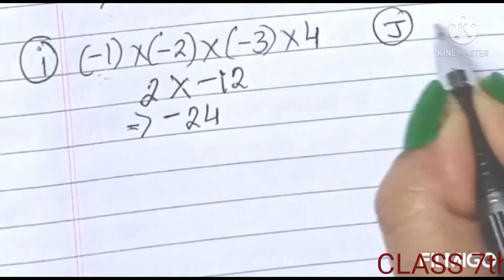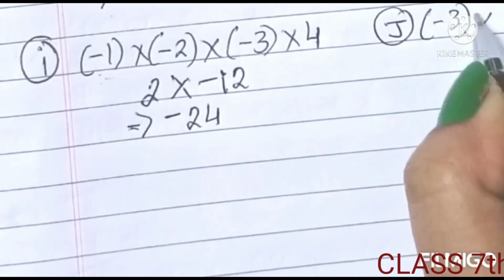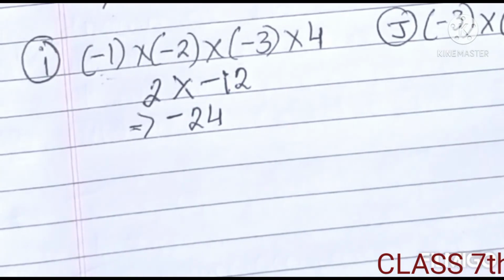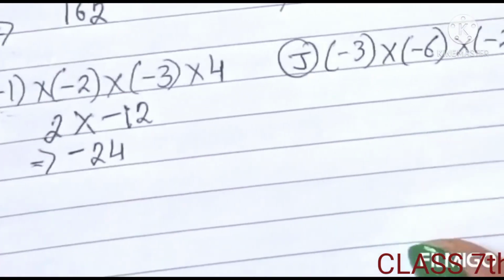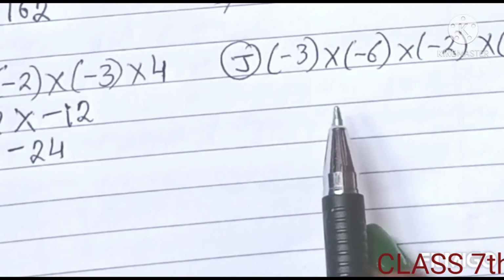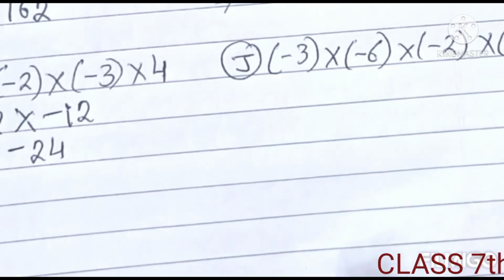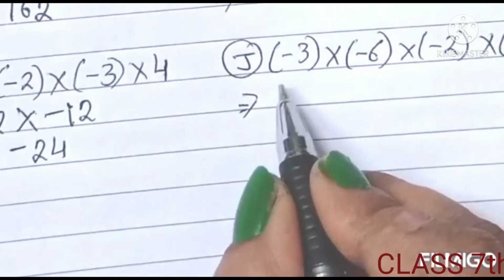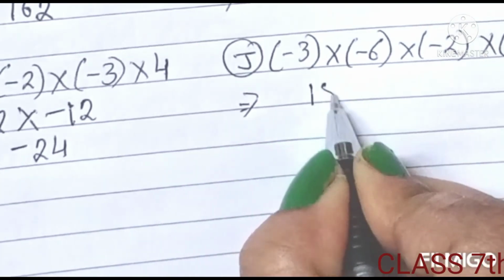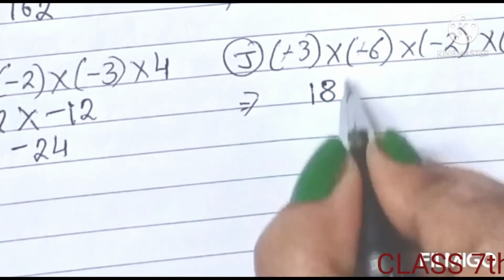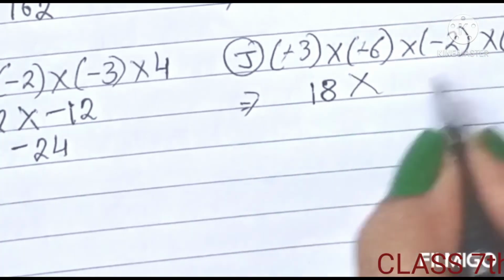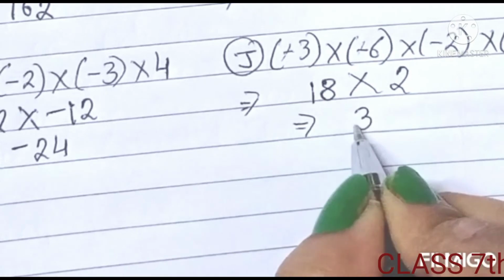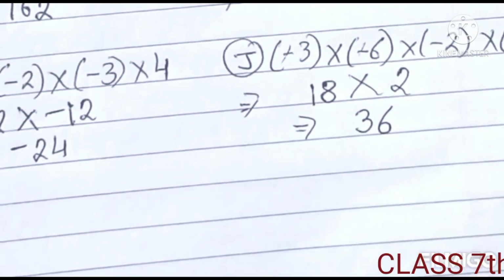Now the J1. Minus 3 into minus 6 into minus 2 into minus 1. So this is the J1. Minus 3 into minus 6 into minus 2 into minus 1. So again 4 integers are given, so let us multiply 2 integers. 3 6s are 18. Minus minus cancel and into sign. 2 1s are 2. Minus minus cancel. Now 18 2s are 36. 36 is the answer for the J1.